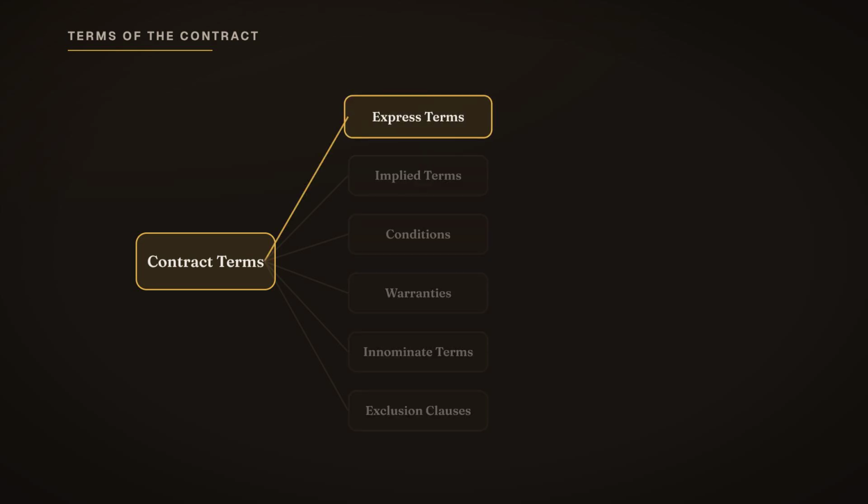Express terms are the ones the parties have actually agreed, whether spoken aloud or written down. The starting point is that a written contract is taken to contain the complete agreement. That's the parole evidence rule, which prevents a party from using external oral statements to add to or contradict a written contract, though it has limits in practice.